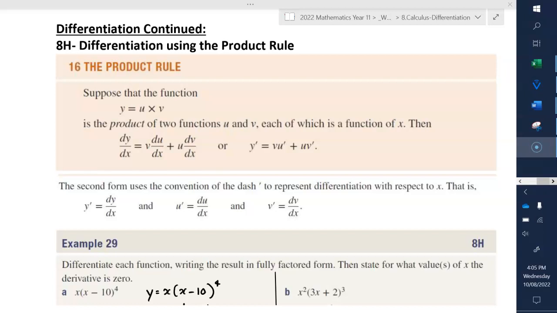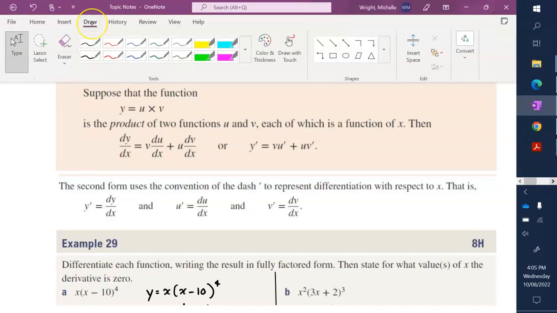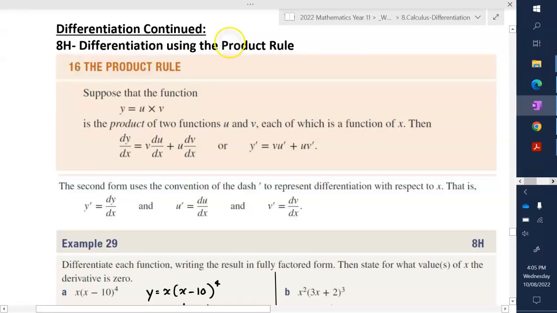Okay, today we are still looking at differentiation, but we are looking at a new rule called the product rule. The product rule is fairly simple. You guys are going to grasp this really easily. The main thing is knowing when to use the product rule. We use the product rule when our function y is a combination of two other functions multiplied together.